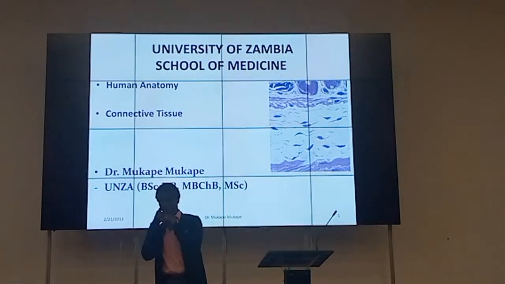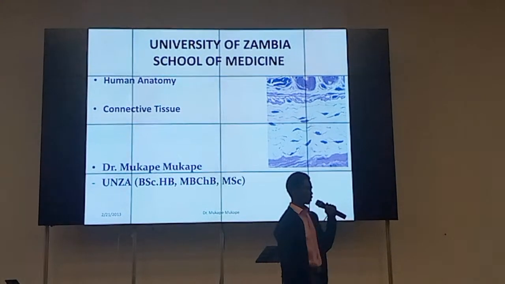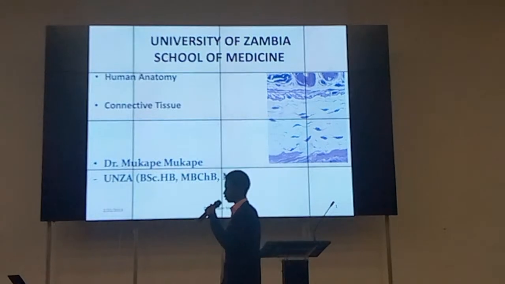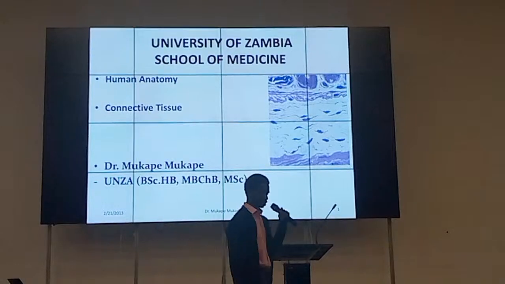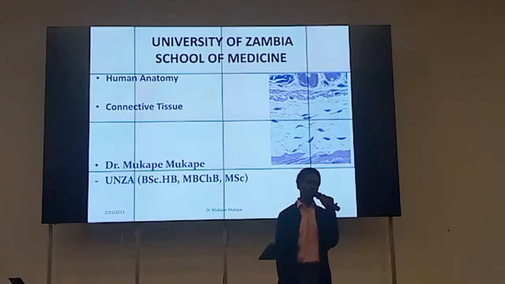Defense mechanism, okay. Good examples, white blood cells. White blood cells are part of connective tissue, okay? So they defend us against various microorganisms and many other things. Good. Do we still have other functions?